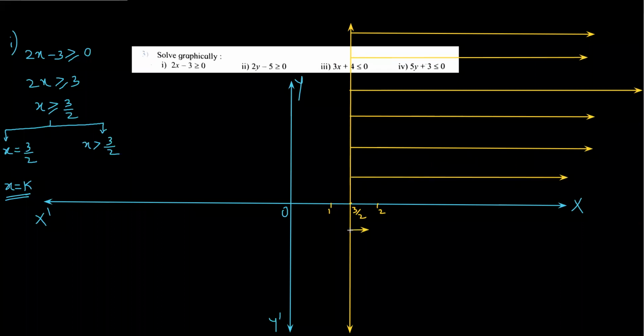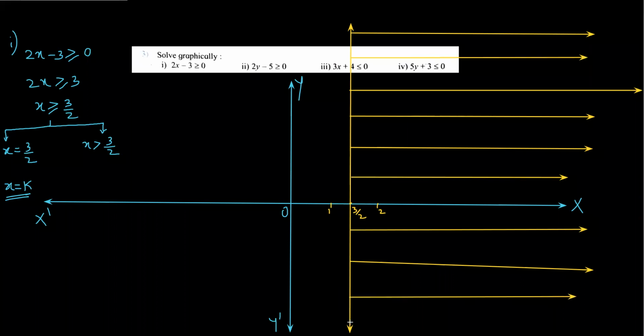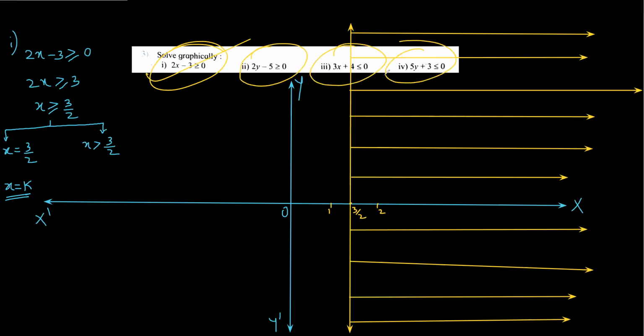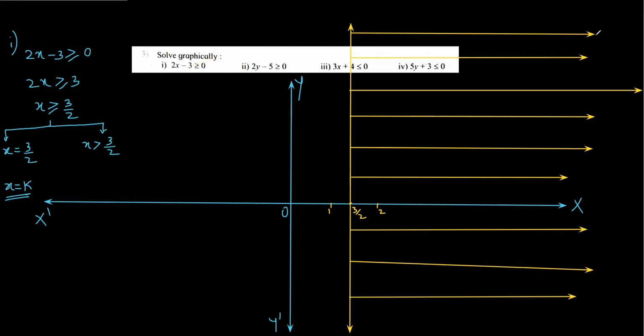It is x greater than or equal to 3 by 2, or you can say 2x minus 3 greater than or equal to 0. This is the solution set of this inequation. Now, as I solved this, you can solve these three on your own. I hope you followed it.